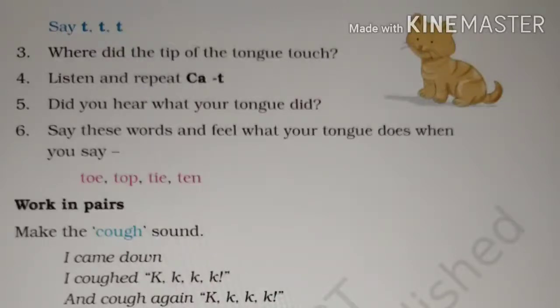Say these words and feel what your tongue does when you say the given words. The given words are toe, top, tie, ten. In this question, you also do not have to do anything. You have not to write anything. You have to speak the given words toe, top, tie, ten, and feel the position of your tongue when you speak these words.